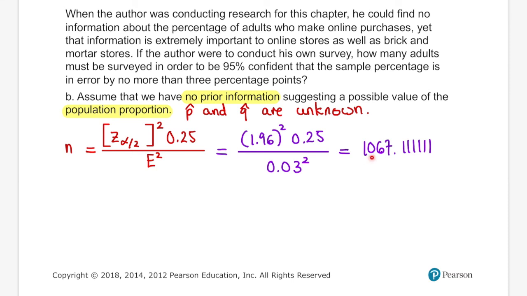I got 1067.11111. Whenever we are looking for the sample size, we always round the number up to the next whole number. So it doesn't matter what the decimal part is, I always round it up. So it's going to be 1068.